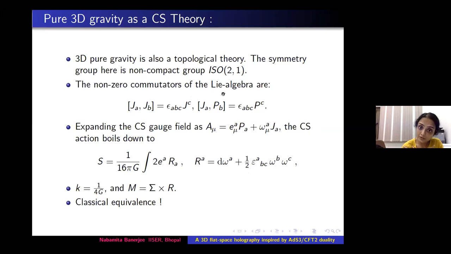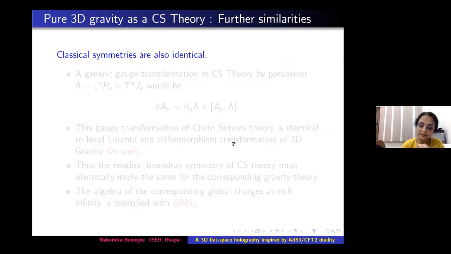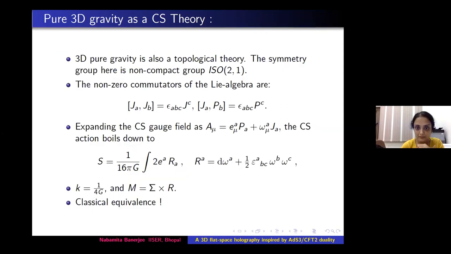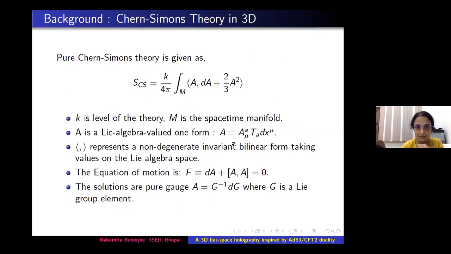The non-zero commutators of this Lie algebra are the following. Okay, so these J's, you can think of them as the rotation generators, and P's as translation generators, and that's what it is. Now, what you do is, if you consider your Chern-Simons theory, but now with the gauge group being ISO(2,1), and expand the Chern-Simons gauge field in terms of the generators of ISO(2,1), and put it back in your Chern-Simons action. So what I'm saying is, let's just go back here.